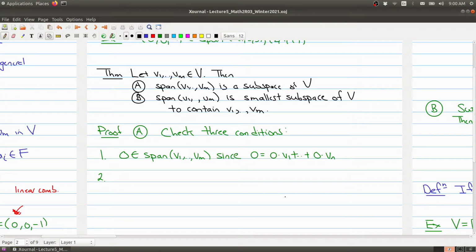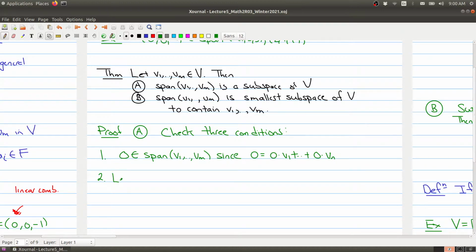So welcome to part 2 of lecture 5. I left off part 1 by stating this theorem here and explaining that in order to prove it, we have to check that all three conditions of a subspace are satisfied by the span of v1 through vm. And I've already worked out the first condition, checking whether 0 belongs to this set. So let's do the other two conditions.